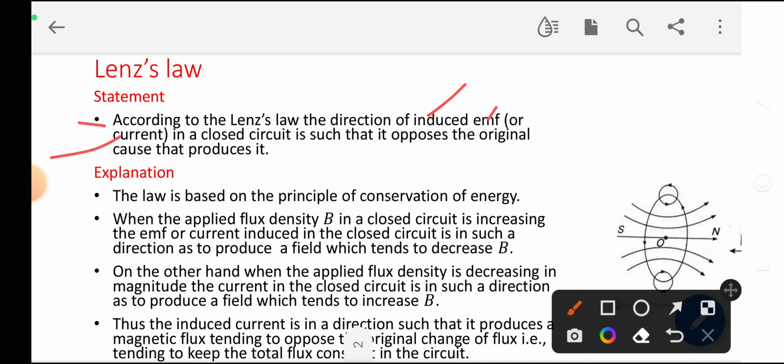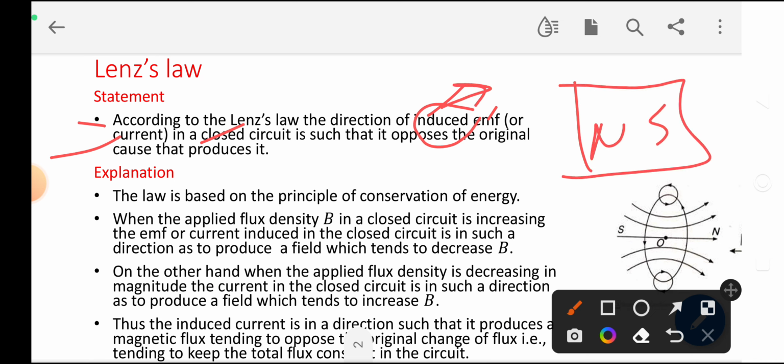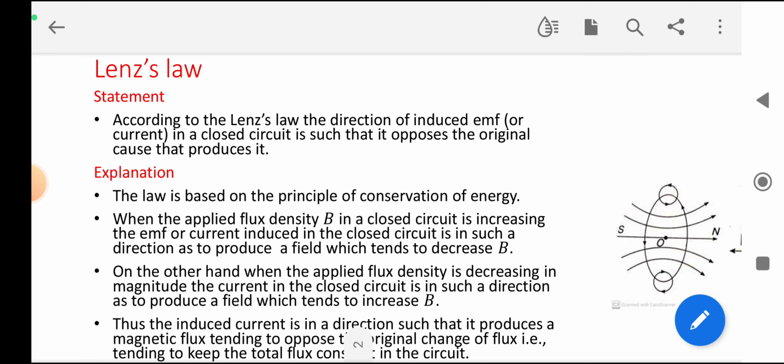So what he is saying is the direction of induced EMF in a closed circuit. Let it be produced by a bar magnet; then this bar magnet can be opposed by the induced current which is produced inside the coil. By the bar magnet you can produce a magnetic field, and that magnetic field can oppose this one. That is called Lenz's law.